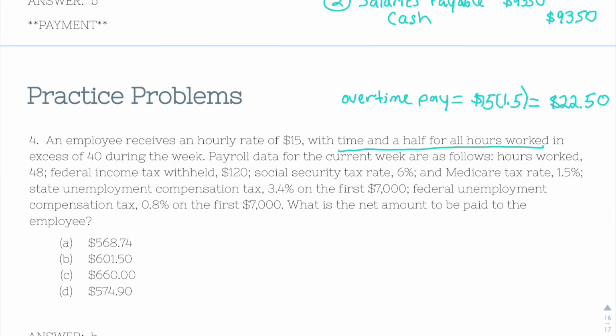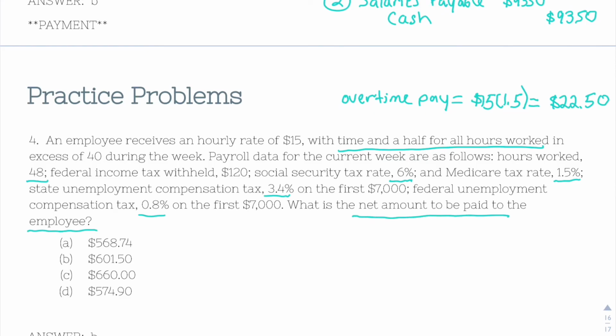And then it tells us payroll data for the current week are as follows. Hours worked were 48. Federal income tax withheld was $120. The Social Security tax rate is 6%. Medicare tax rate is 1.5%. State unemployment compensation tax is 3.4% on the first $7,000. Federal unemployment compensation tax is 0.8% on the first $7,000. And what is the net amount to be paid to the employee?